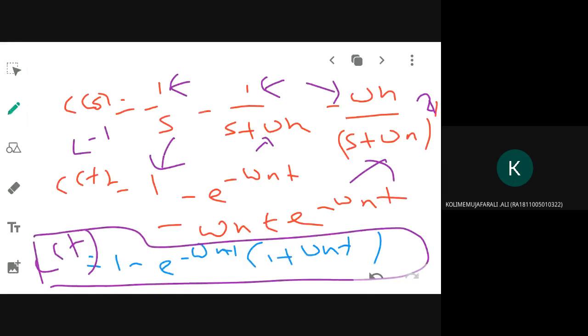So what is the nature of the response if it is a critically damped system? It will just take the right time to settle to the final value. Okay, so it will be an exponentially rising curve because of the presence of this exponential term in the response.